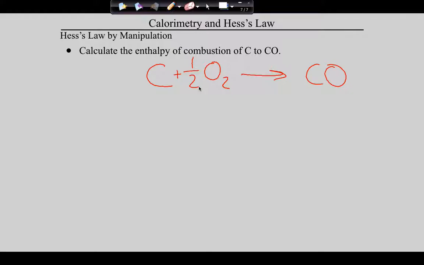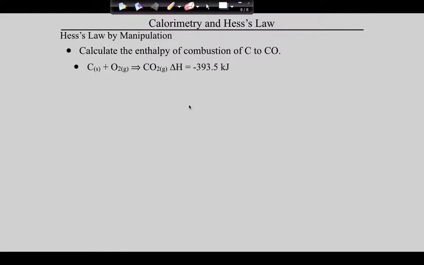So, how do we figure this out? Well, one of the things we could do is find the heat of formation of carbon, the heat of formation of oxygen, and the heat of formation of carbon monoxide, and do products minus reactants. But sometimes that is not the information they will give us. For example, this question was on an AP test, and this is the information they gave. Write it down.